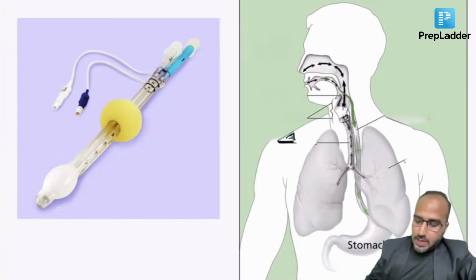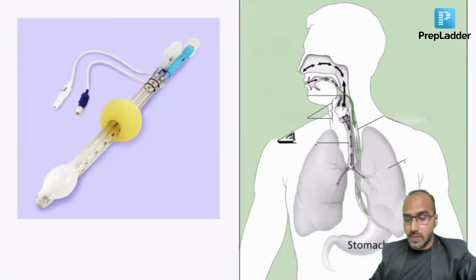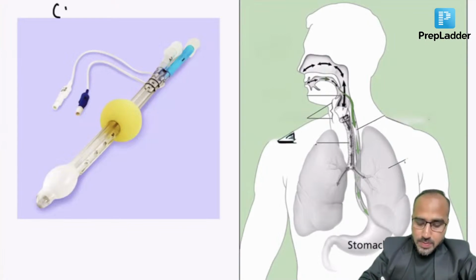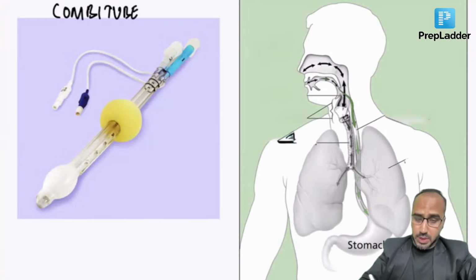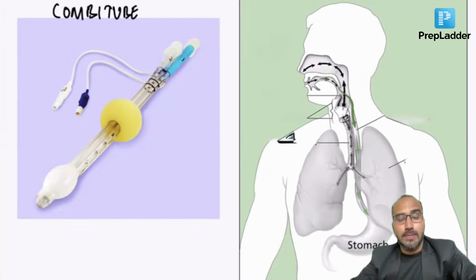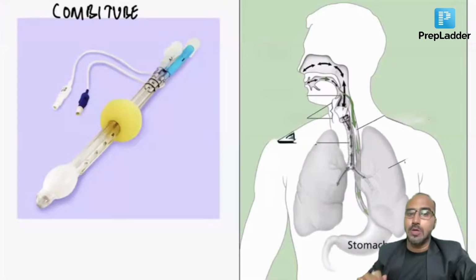Okay. Now, over here, guys, what is this tube that is being given over here? It is the combi tube. Now, don't confuse yourself between the combi tube and the other tube. What was the other tube that I have already shown you? The other tube is the double lumen tube. Combi tube is different, double lumen tube is different.